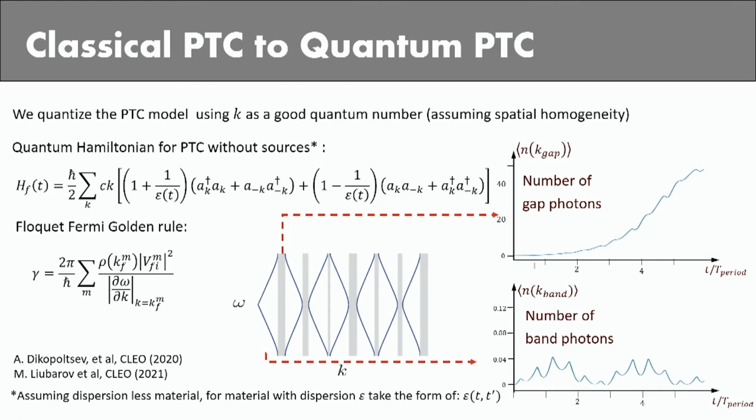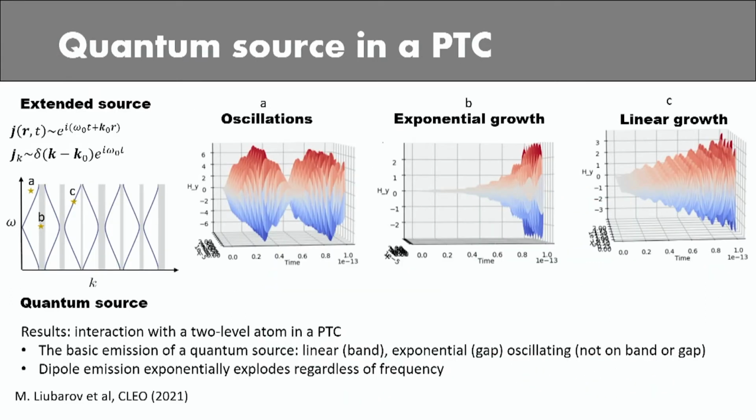And if we're in the band, then nothing happens for these photons. Importantly, what we do to get this equation is we use k, the momentum, as the good quantum number. So this is kind of a trick that simplifies the calculation, and it gives us a good intuition towards our simulation and experiments. Okay, so what happens if we put a quantum source in a photonic time crystal like this?